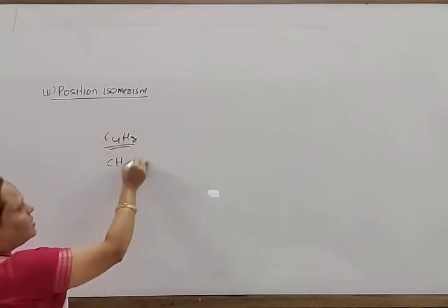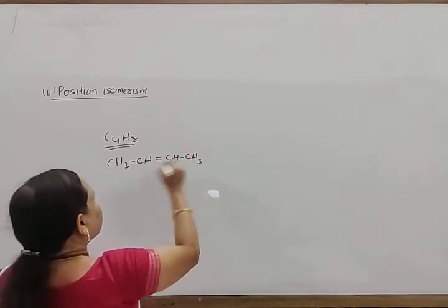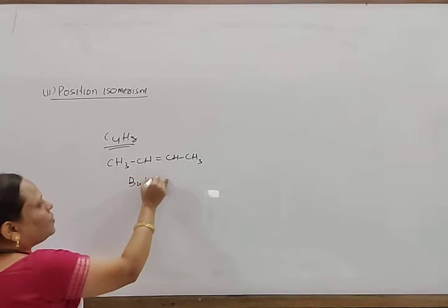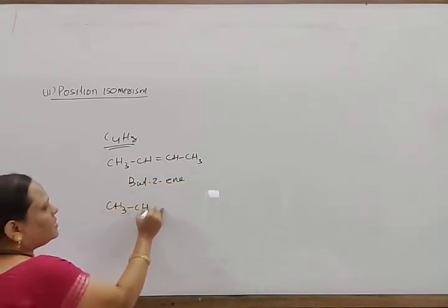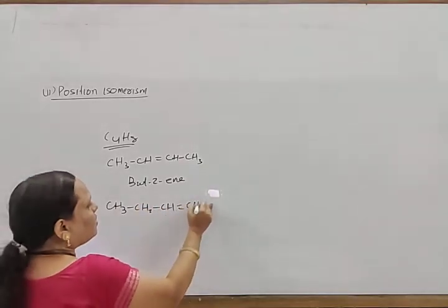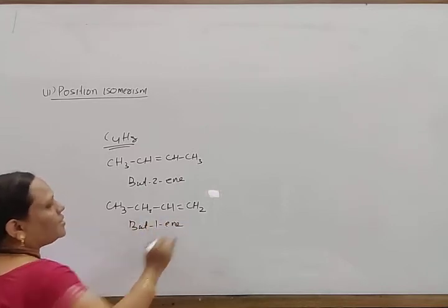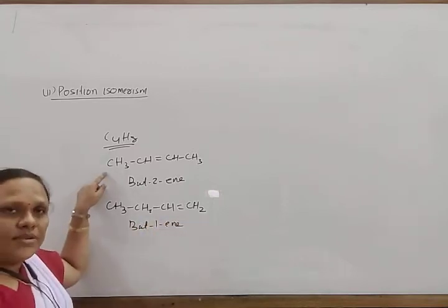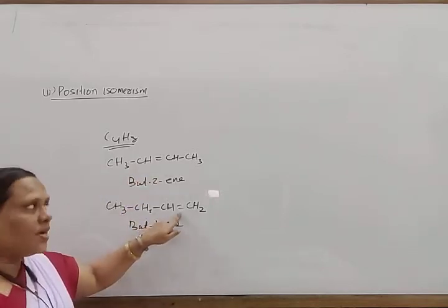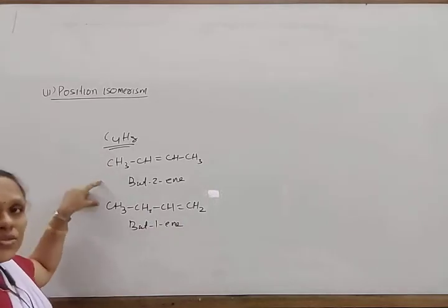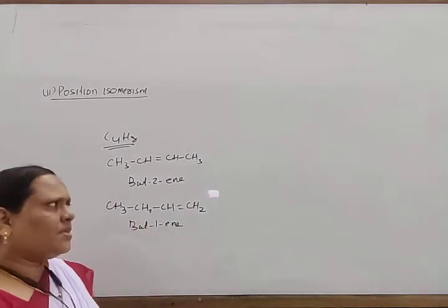Look here, CH3, CH, double bond CH and CH3. That is what? But-2-ene. And another compound CH3, CH2, CH, double bond CH2. This is known as but-1-ene. So both have the same formula C4H8, but here the double bond position is 2 and here the double bond position is 1. So these two are position isomers of each other, and this phenomenon is called positional isomerism.